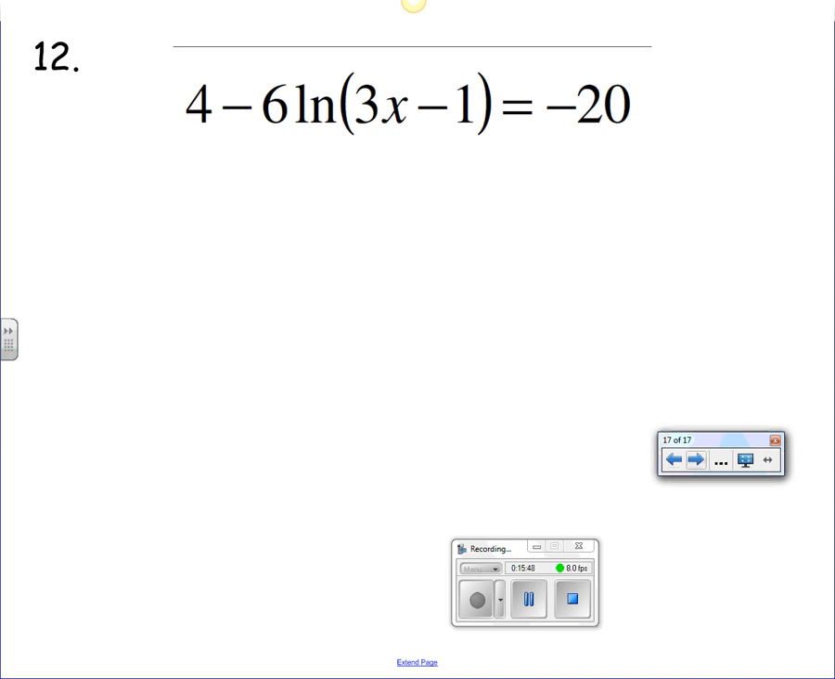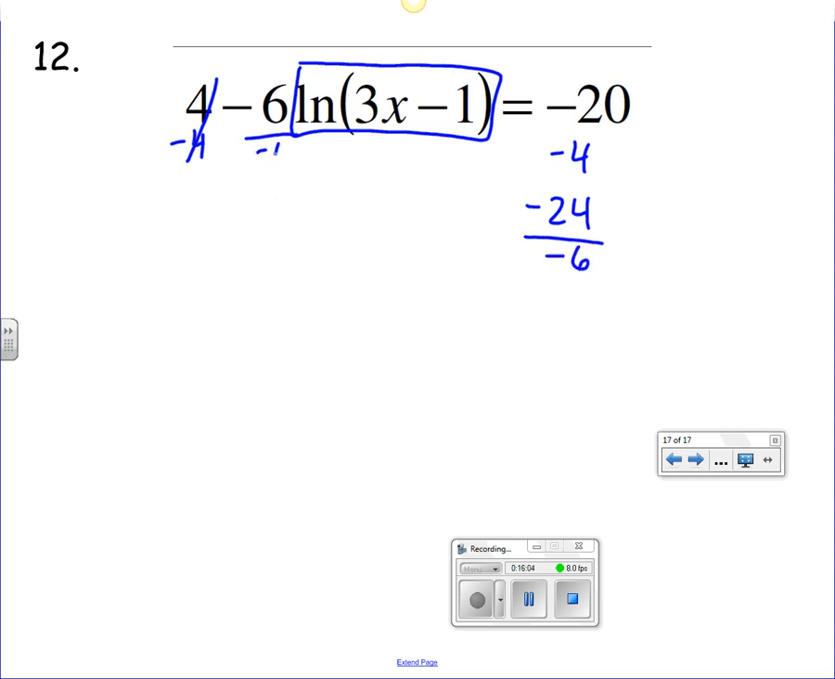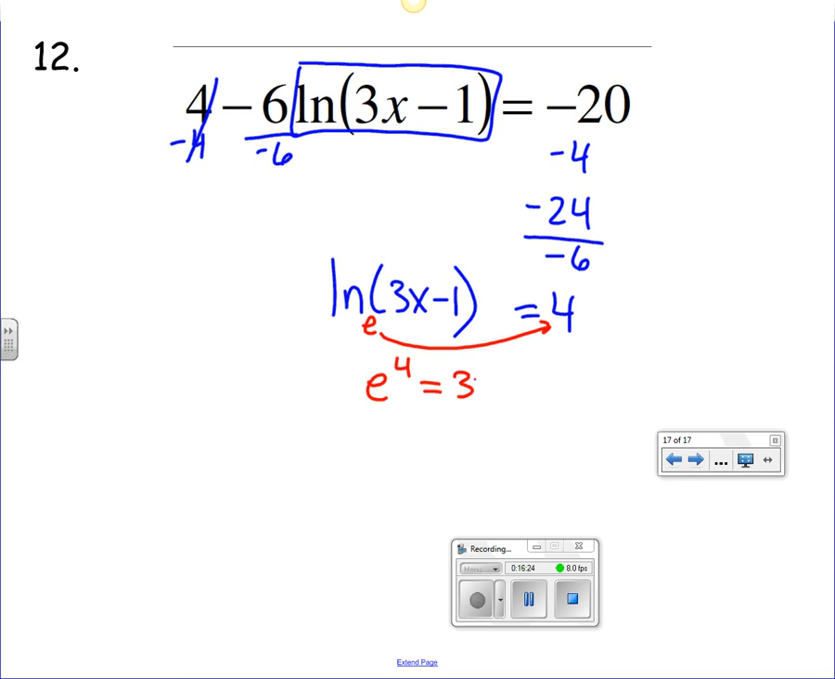All right, last example. So the first thing you need to do on this one is get this by itself. So let's minus 4, which gives me negative 24, and divide by negative 6, which gives me positive 4, and I'm left with ln (3x minus 1). All right, is there anything to cancel out with the ln? The answer is no, so you have to rewrite it. ln has a base of e, so it's e to the 4th equals 3x minus 1.